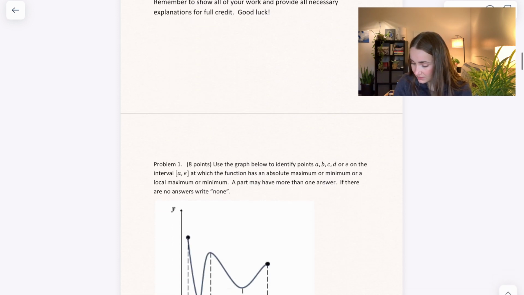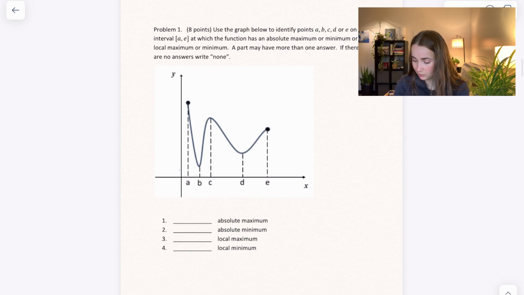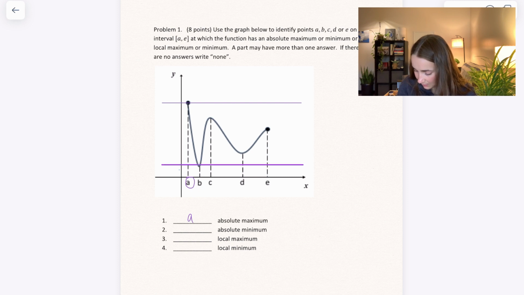to go through it. So problem number one, we're going to use the graph to identify the local and absolute min and max. First, we want to identify the absolute maximum. So that is going to be the largest value that our function reaches, which we can see is going to be right here. So this tells us our corresponding x value is going to be a. Now, for the absolute minimum, it's going to be the same idea. It's going to be the lowest value that our function hits, and as we can see, it's going to be right here at b. So here we have our absolute max and min.